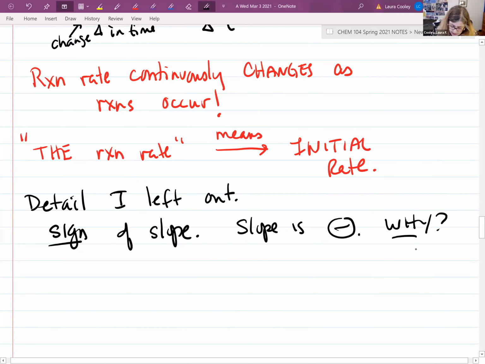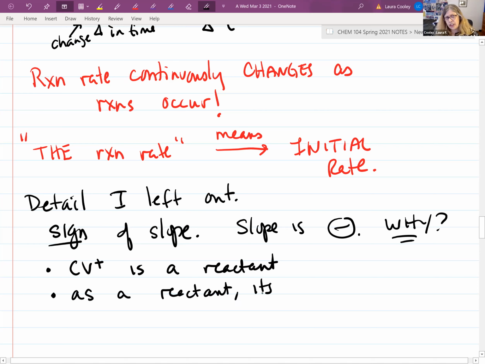The reason why it's negative is because crystal violet is a reactant. And so as a reactant, its concentration is going down.